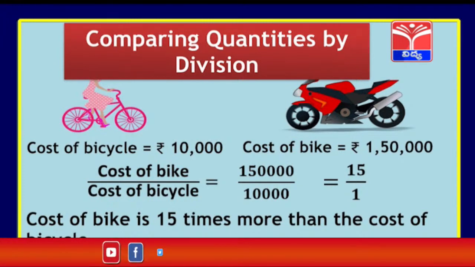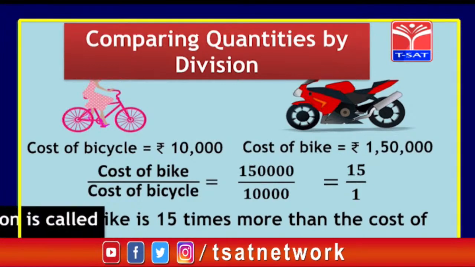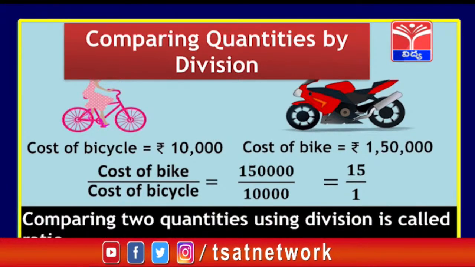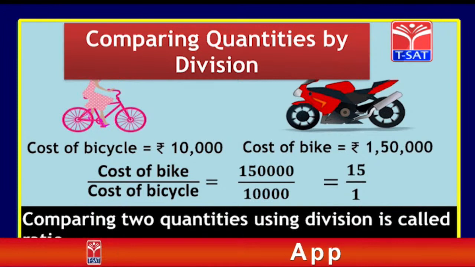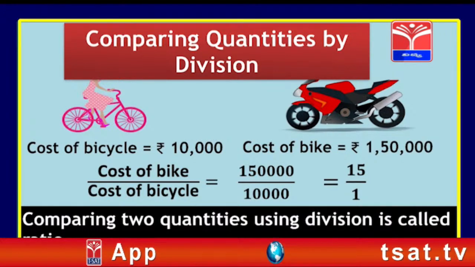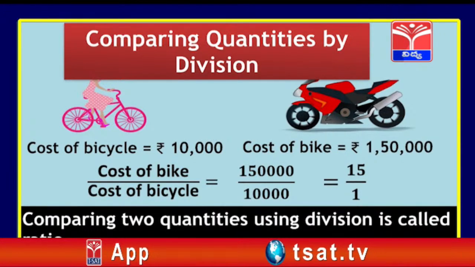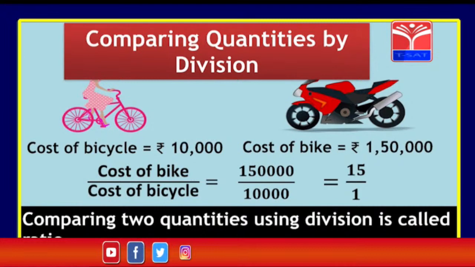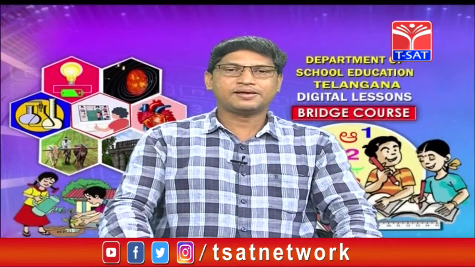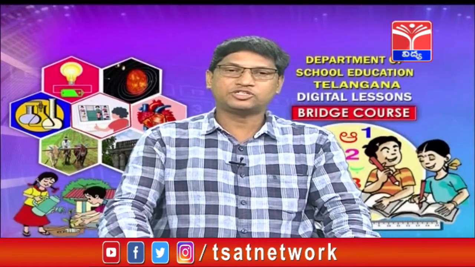So children, this is the way we compare two quantities by division, and comparing two quantities using division is called ratio. Now you understood what is meant by ratio? Yes. Comparing any two quantities using division, we call it a ratio. Let us take an example to understand it better.